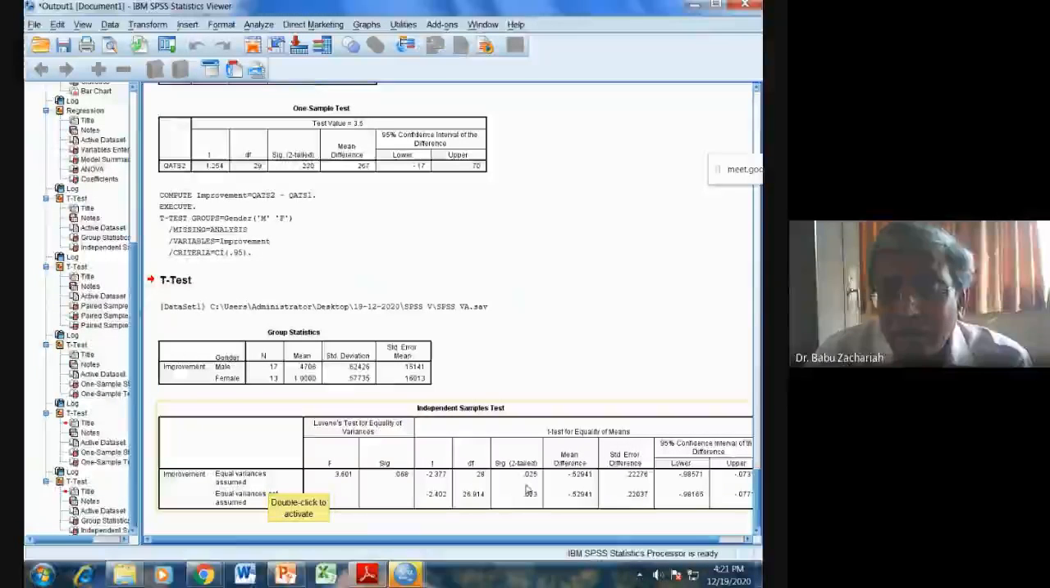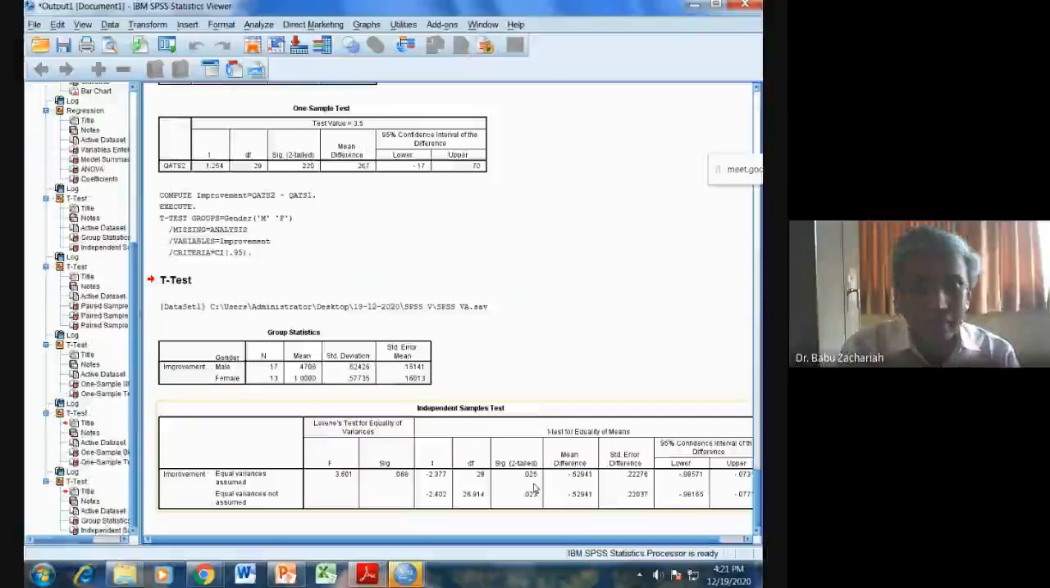So here 0.025 is the two-tailed significance. Divide by 2, 0.0125. Lesser than 0.05, it falls in the region of rejection. Null hypothesis, which states that there is no difference between male and female, is rejected, and we will accept that girls have improved better than boys.